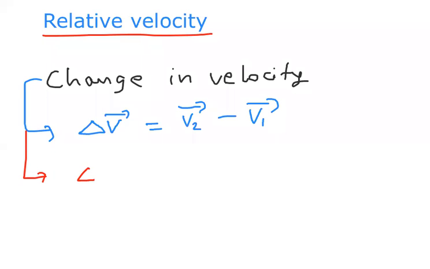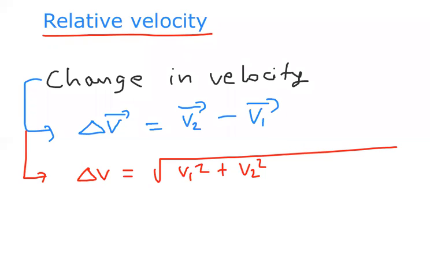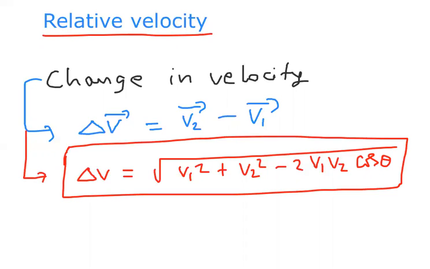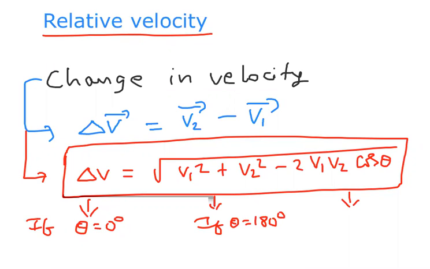Now the magnitude of this one: from previous classes we learned that the magnitude of delta v is the square root of v1 square plus v2 square minus 2 v1 v2 cos theta. So it is very clear till here. This is the change in velocity formula. The main points required are: if theta is equal to 0 degrees, what will happen? If theta is 180 degrees, what will happen? If theta is 90 degrees, what will happen?